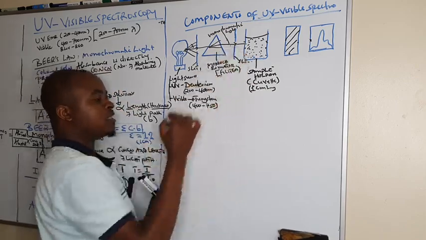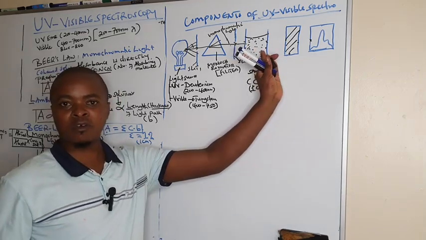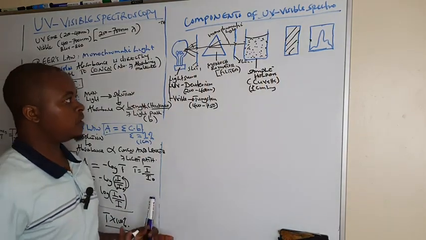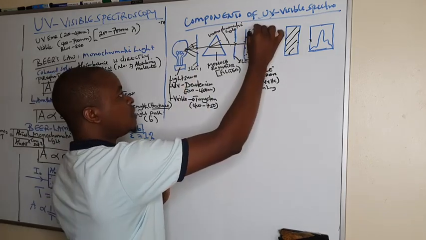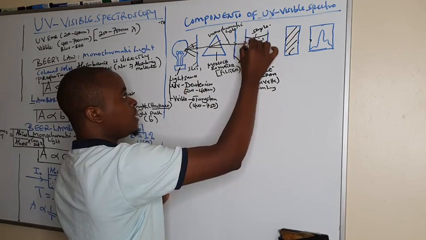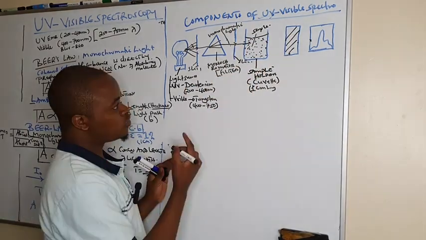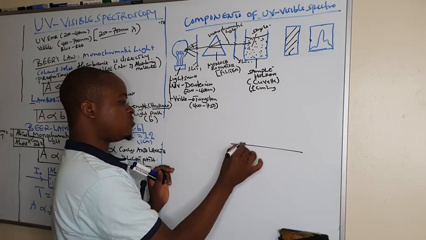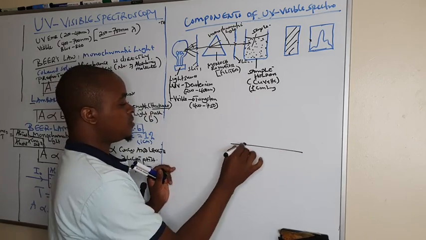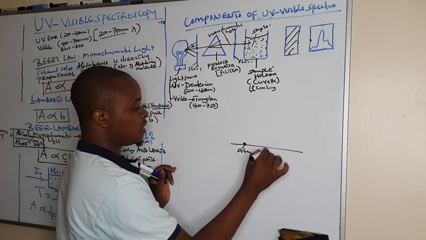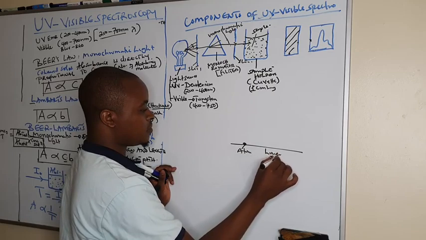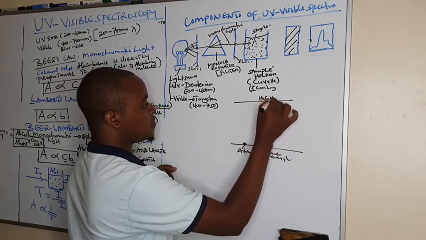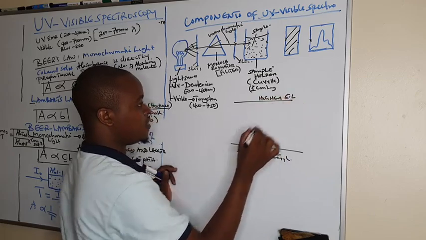So when the monochromatic light reaches the sample, or reaches the molecules depending on their concentration, these molecules in the sample are going to absorb light. And if I can illustrate it here, the atoms or molecules in the sample are going to absorb light. This is the lower energy level, and this is the higher energy level.